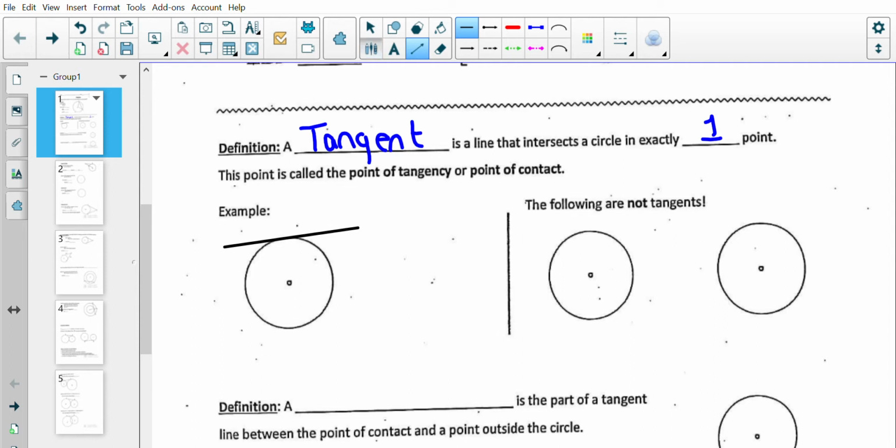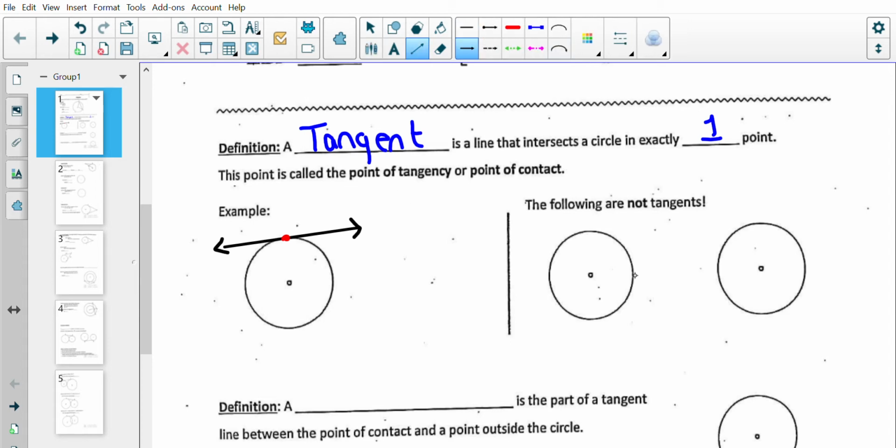So if you look at the line that I've just drawn, this line is touching the circle right there. No matter what, if I extend this line left, right, forever, will I ever touch the circle again? No, because no matter what, it's extending left, right, but it won't cut through the circle again.